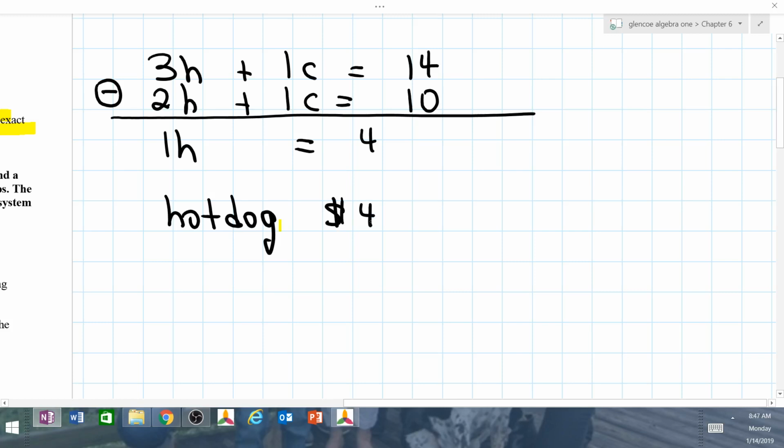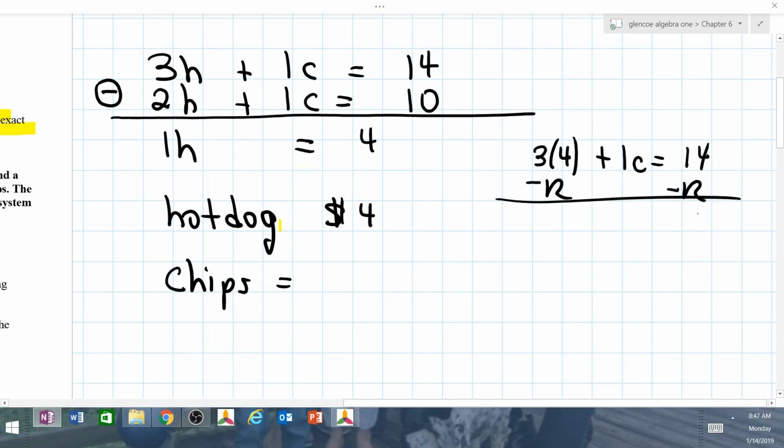So if a hot dog was $4, we can find the price of the chips. Most of you can probably already see it without me having to substitute it back in, but we can. So we can go 3 times 4, which is 12, plus 1C equals 14. Subtract 12. How much were the chips, guys? $2.